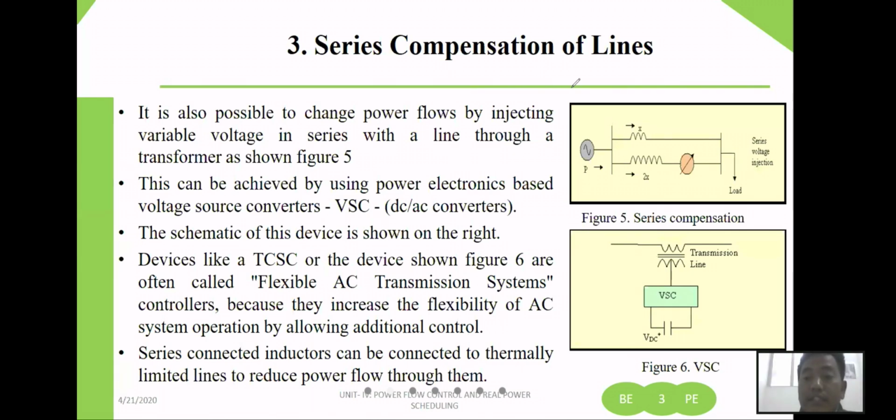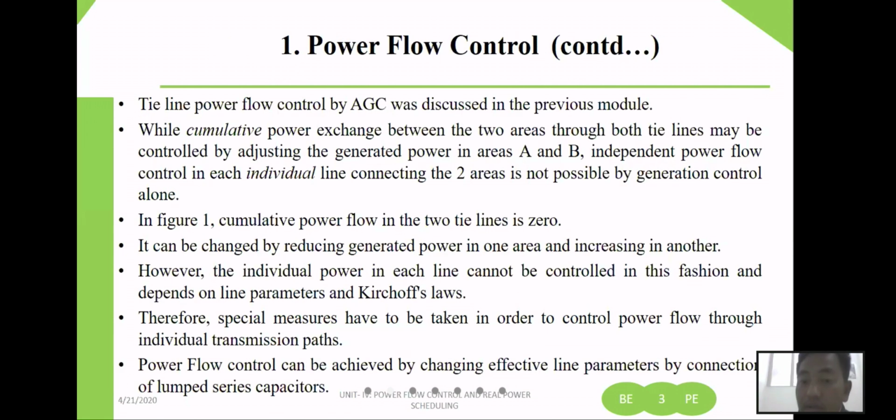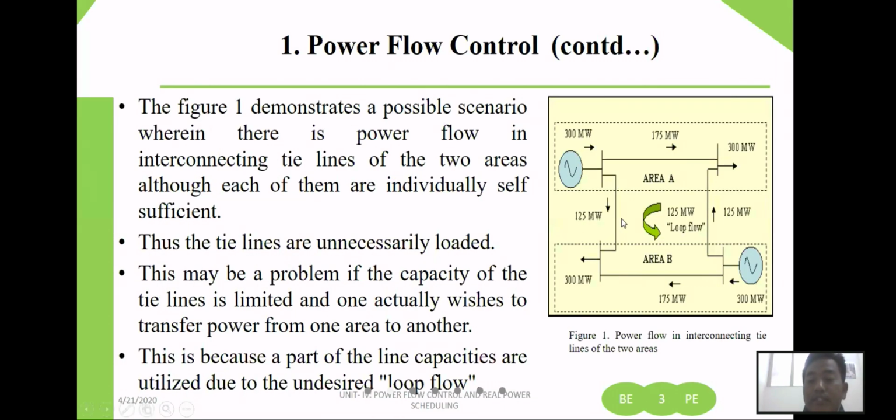So today I will stop here. Other phase shifting topics we'll see next class. But today we have learned why we have to do power flow control. You know that if you use AGC, you can control the power flow, but AGC will not take care of the individual capacity of an individual line, which is a limitation of AGC. Overall, cumulatively, it may be controlled by AGC, but it will not see the individual capacity.